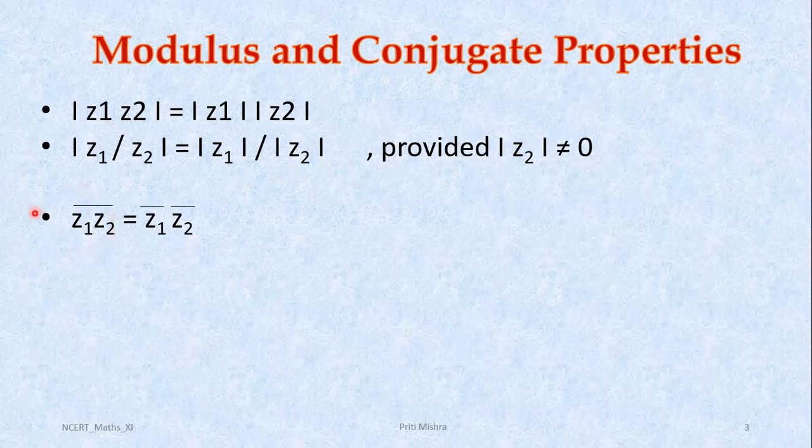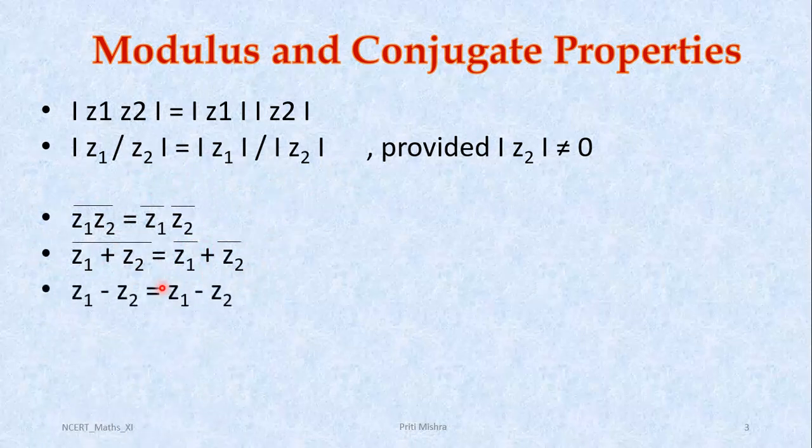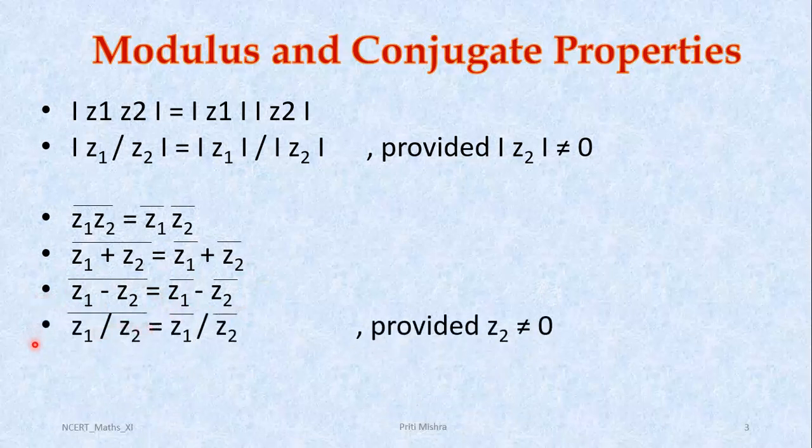Now let's discuss properties of conjugate. If you are finding the conjugate of z1 into z2, it will be equal to conjugate of z1 into conjugate of z2. And conjugate of z1 plus z2 will be equal to conjugate of z1 plus conjugate of z2. Then the conjugate of the subtraction of two complex numbers, conjugate of z1 minus z2, is equal to conjugate of z1 minus conjugate of z2. And then conjugate of z1 upon z2 will be equal to conjugate of z1 upon conjugate of z2, provided z2 can't be equal to 0, because again z2 is lying in the denominator, and you know well that in the denominator we can't have 0.